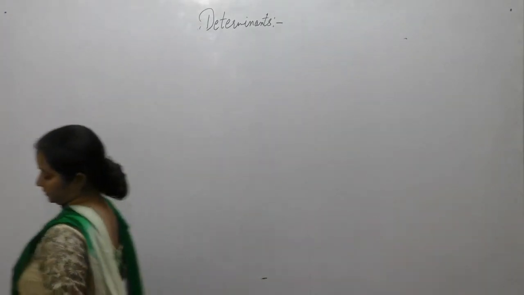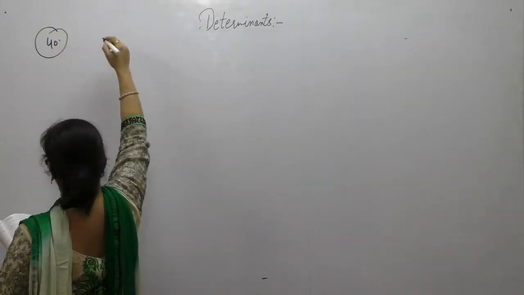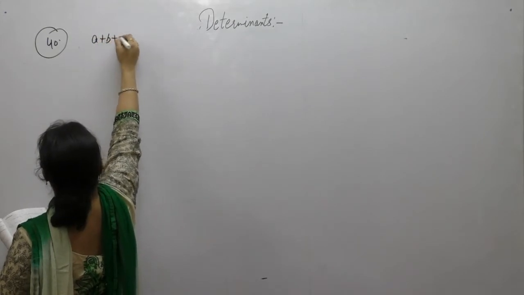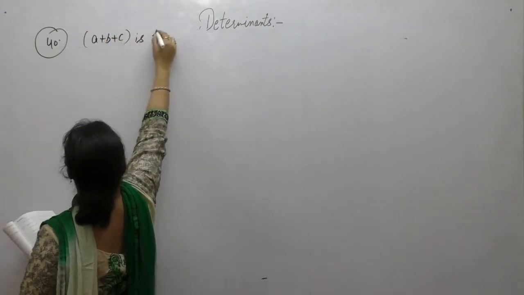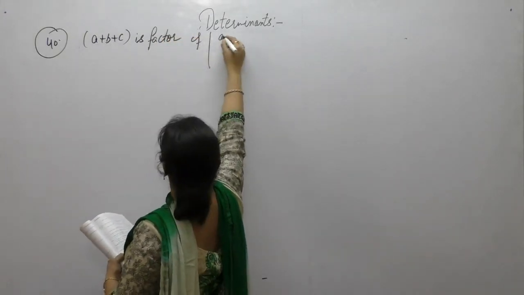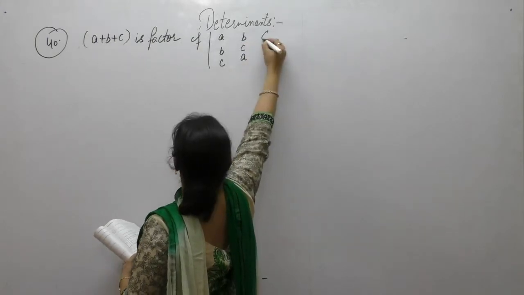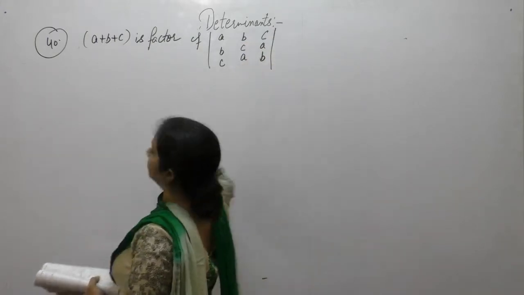Now the next one, without expanding the determinant, show that A plus B plus C is a factor of determinant A, B, C, B, C, A, C, A, B.